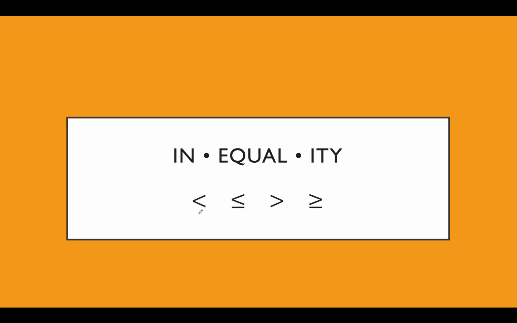Inequalities, we have 4 options that we can use instead of an equal sign. This is less than, and the way that we can remember less than is it kind of looks like an L. And then we have less than or equal to, and then greater than, and greater than or equal to.